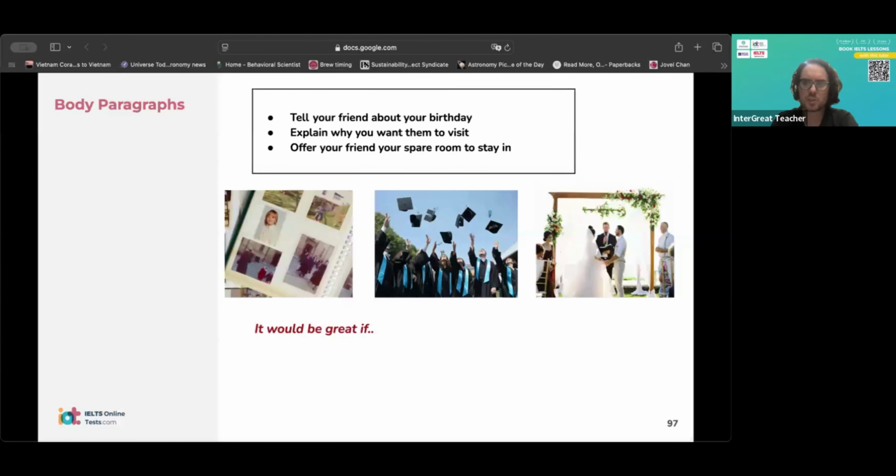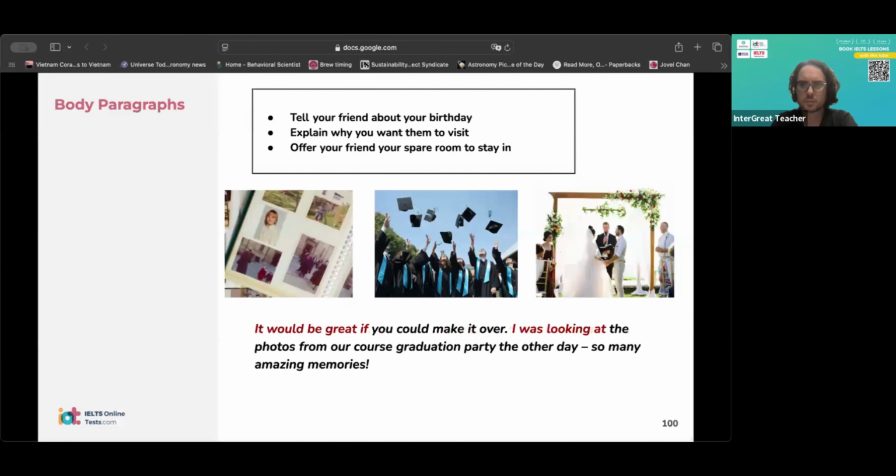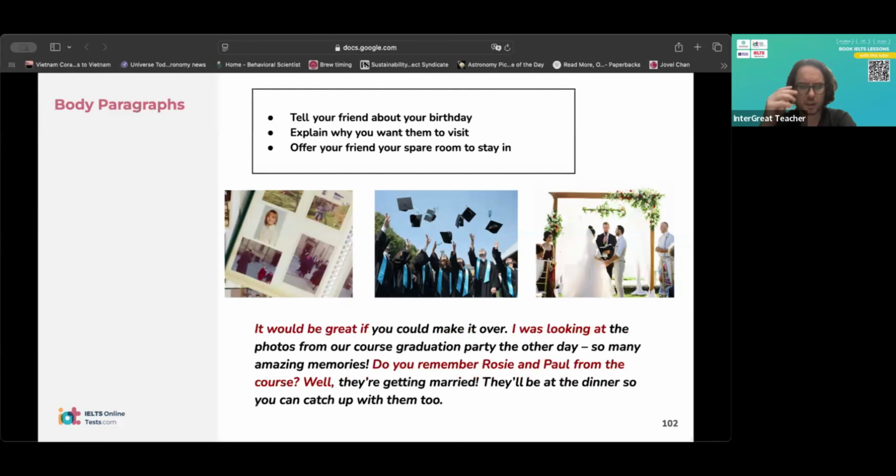Okay, and the next point is to explain why you would like them in particular to visit you. We have some pictures of a photo book, graduation party, and a wedding. So the writer says, "It would be great if you could make it over. I was looking at the photos from our course graduation party the other day. So many amazing memories. Do you remember Rosie and Paul from the course? Well, they're getting married. They'll be at the dinner so you can catch up with them too."